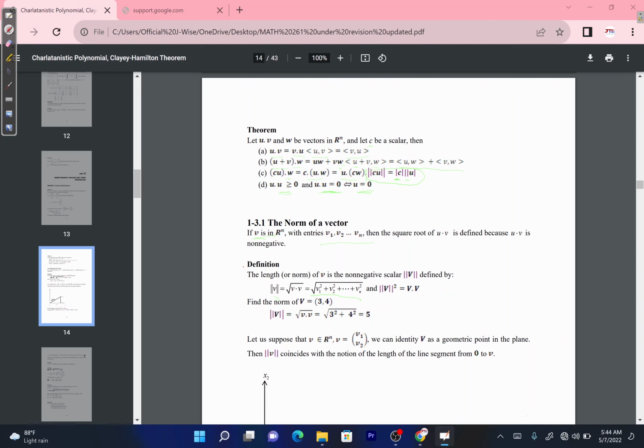Now let's choose our vector, of 2 dimensions. Then the norm of this vector is given by this: the square root of 3 squared plus 4 squared, which equals 5. So the norm of this vector is 5.